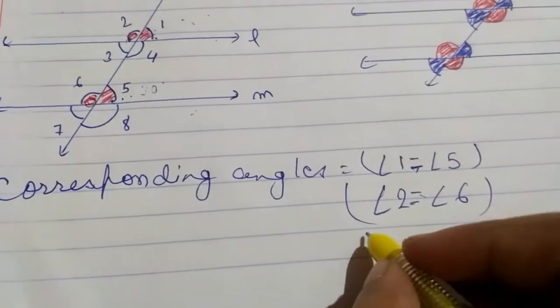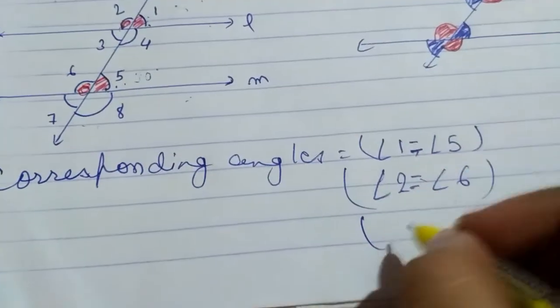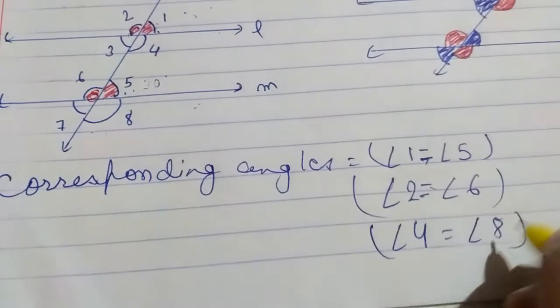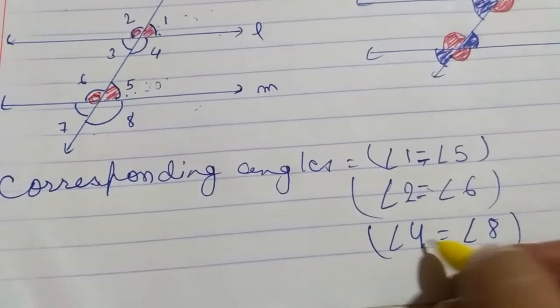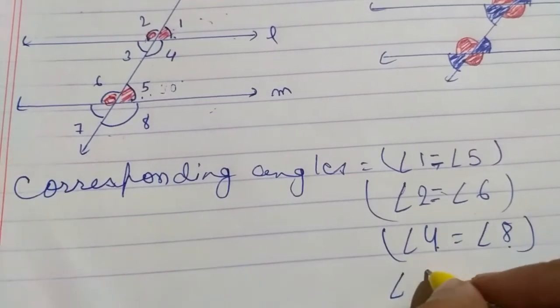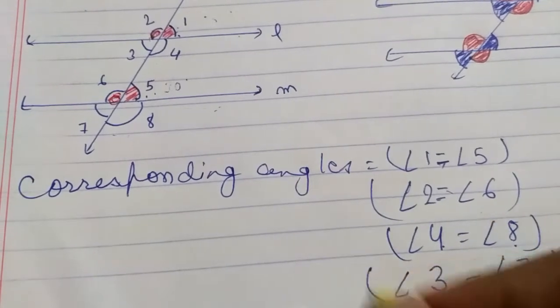Next pair is 4 and 8. Angle 4 is also equal, whatever angle 4 is, angle 8 is the same. And the next one is angle 3 equal to angle 7.